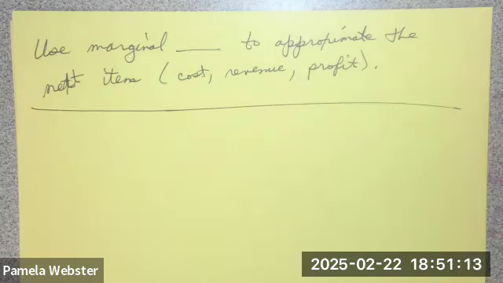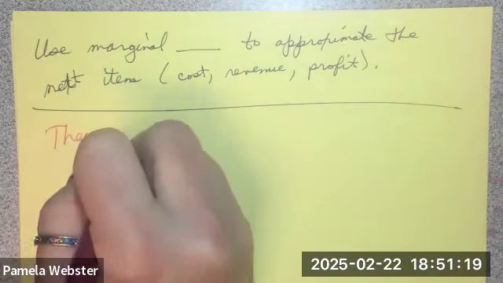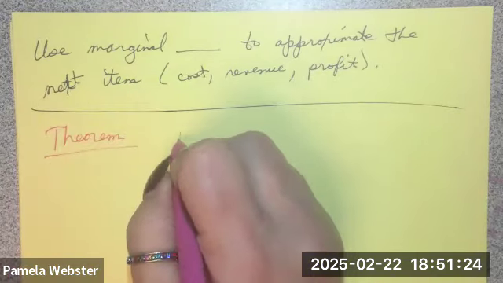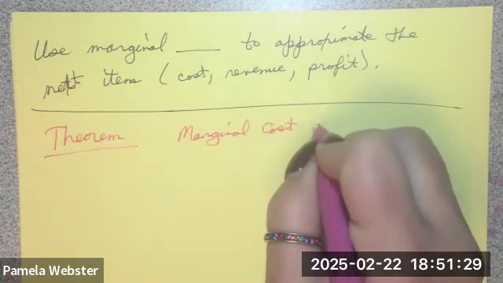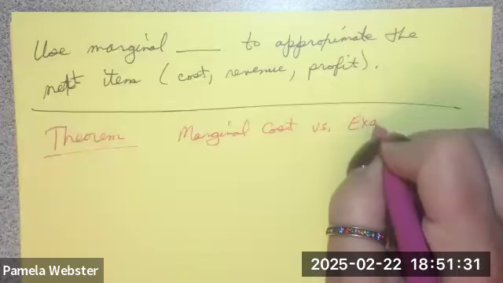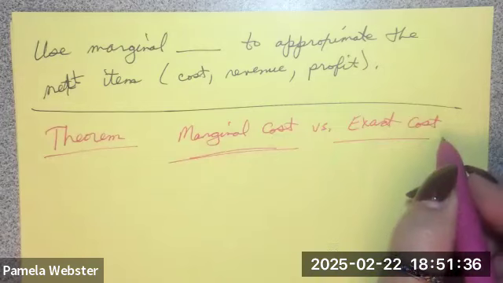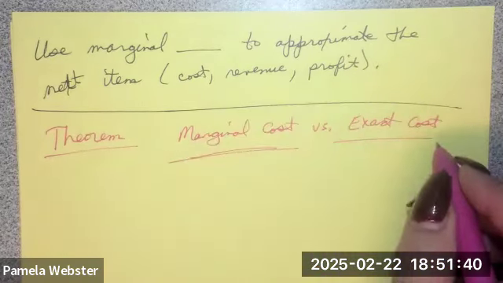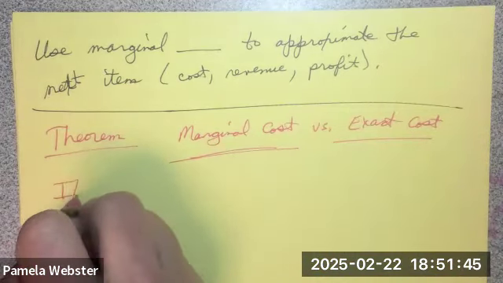So let's see. There's a theorem that goes in this section. We haven't done a lot of theorems around here, but I'm going to go ahead and give it to you. It's called marginal cost versus exact cost. And I'm doing, again, cost, but it could be marginal revenue versus exact revenue, or marginal profit versus exact profit. So here's what it says. There's one for each of these. This one happens to be for cost.